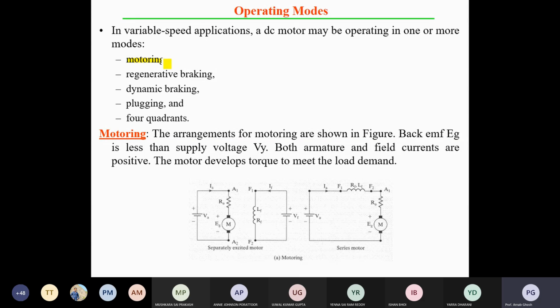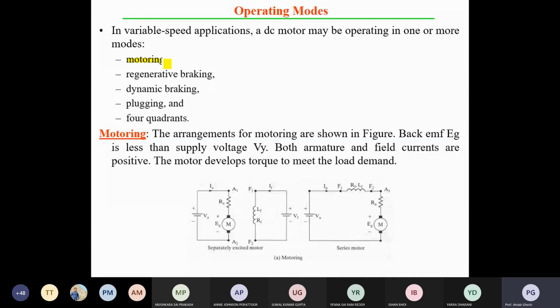In the third quadrant, what happened? Both torque and omega are negative. But their product, the power, is positive. That's why it is known as reverse motoring. Okay, and that is known as reverse braking. Reverse braking and motoring are both the same. Then in the next quadrant, again power is negative, so it is called plugging or reverse motoring. In reverse motoring, the motor will be rotating in the reverse direction. That's why it is called reverse motoring.